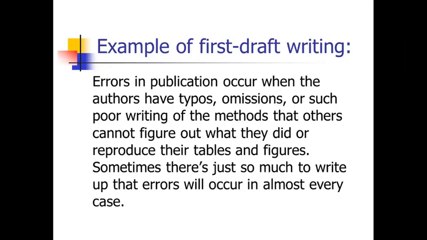It said, errors in publication occur when the authors have typos, omissions, or such poor writing in the methods that others cannot figure out what they did or reproduce their tables and figures. Notice that long, complex sentence. Sometimes there's just too much to write up that errors will occur in almost every case. Okay. Notice that's not the most elegant sentence you ever read. Neither of those is particularly elegant. Like I told you, don't use there is. I've got my there is right in that second sentence. It's not terribly elegant, but I got down the crux of what I was trying to say.